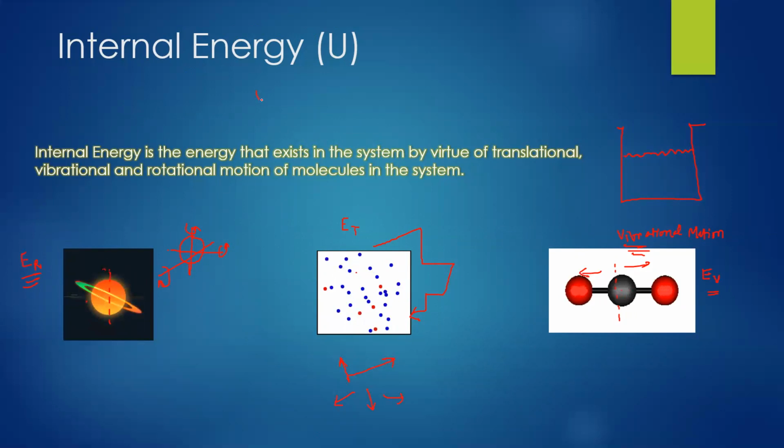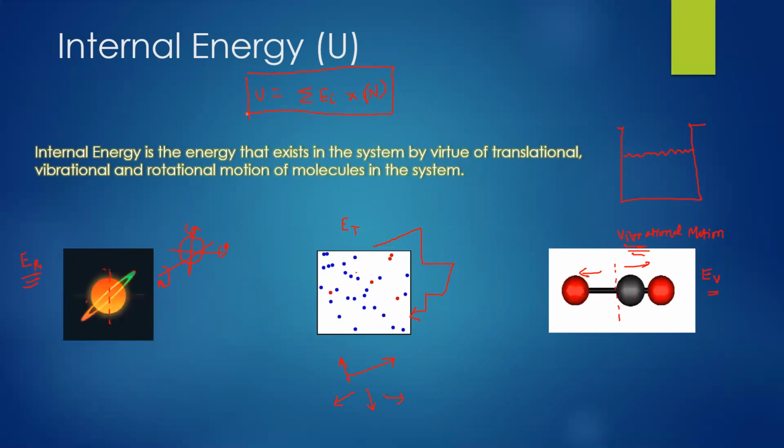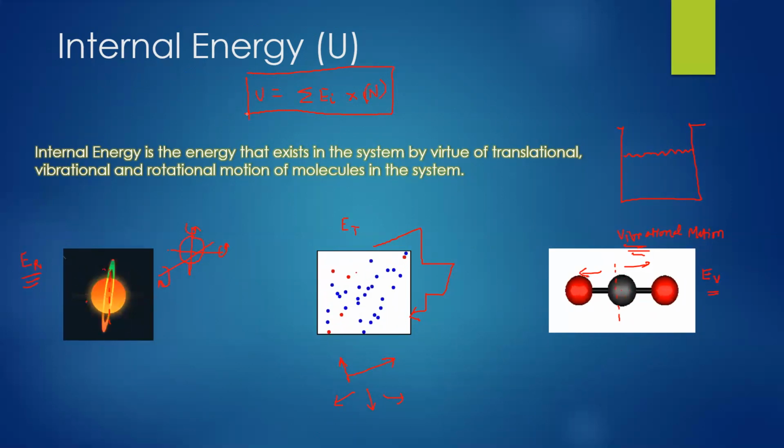So internal energy is basically the sum of all energies present in these molecules. Then we'll multiply these energies with the number of molecules to get the total energy. This total energy is going to be the internal energy. So internal energy is basically energy by virtue of translational, vibrational, and rotational motion of molecules in the system. This kind of energy is known as internal energy.